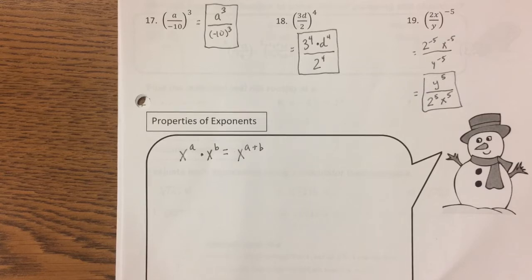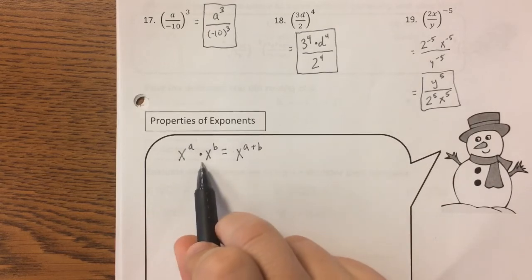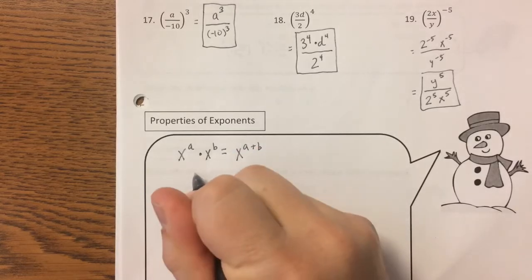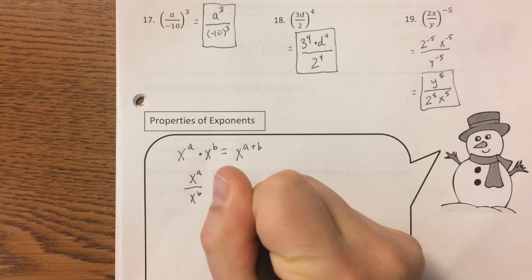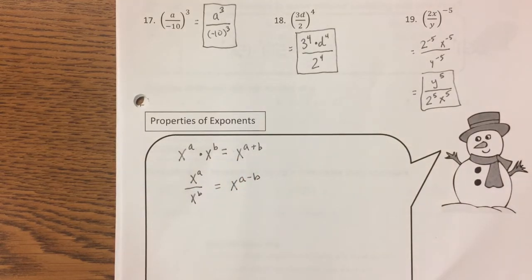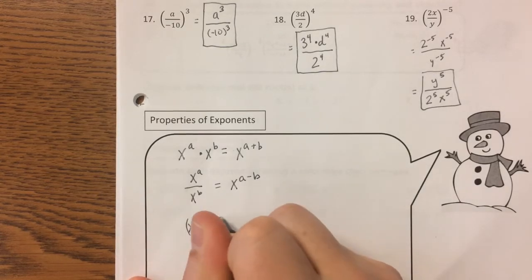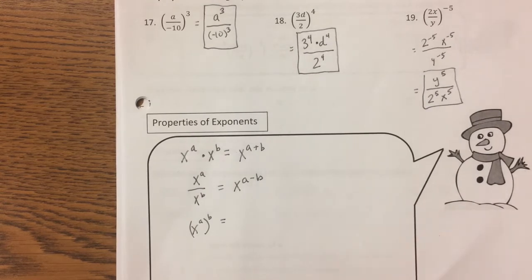And you don't have to know the properties by name. You just have to know what to do with them. So if I multiply two powers with the same base, I add the exponents. What happens if I divide two powers with the same base? You subtract them. Right? What happens if I raise a power to a power? What do I do with them? I multiply them. Good.